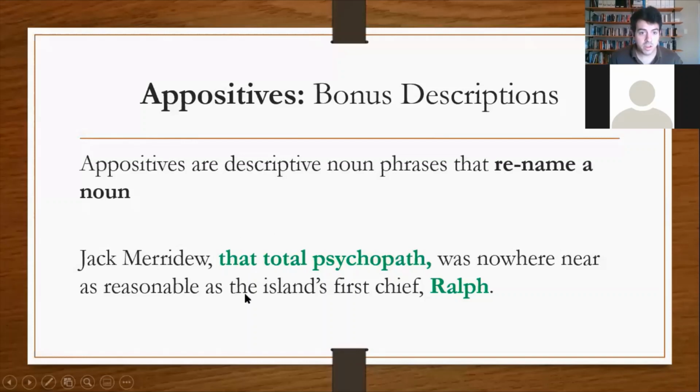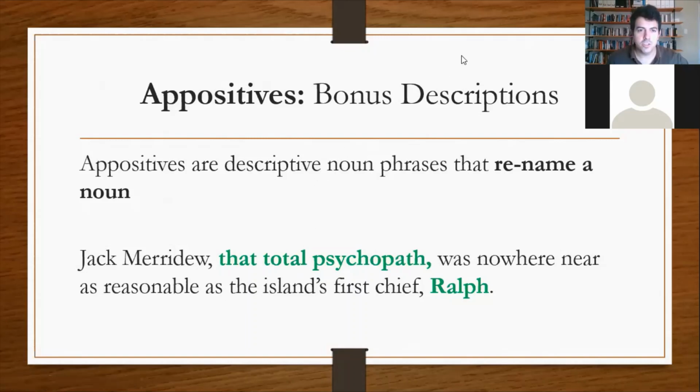Same thing with here. The island's first chief is one and the same as Ralph. Ralph here is renaming the island's first chief. So it's extra information. You don't need it. It's an appositive. You set that extra information off with commas. So you could rephrase the sentence: That total psychopath was nowhere near as reasonable as the island's first chief, Ralph, and it would still make sense.